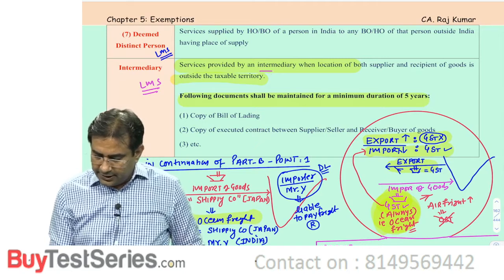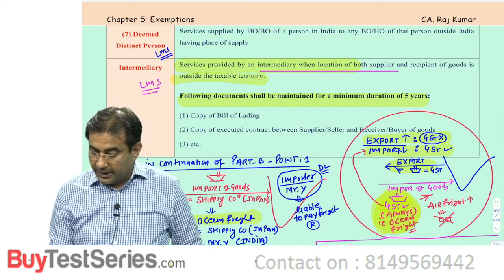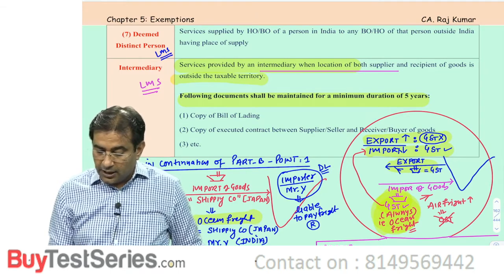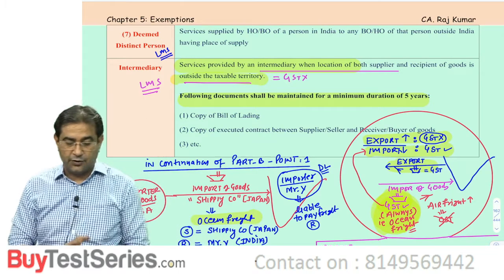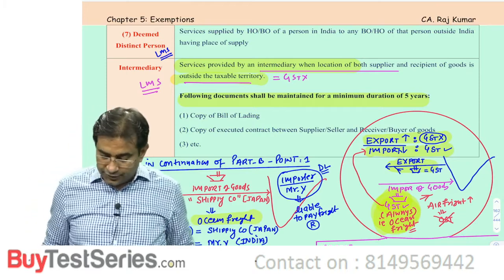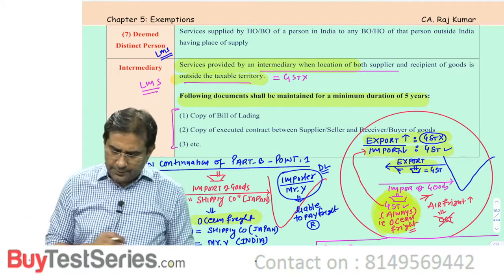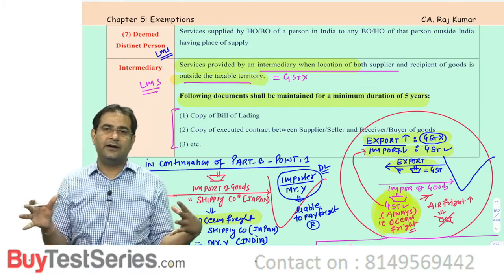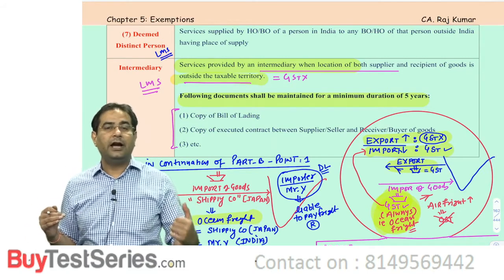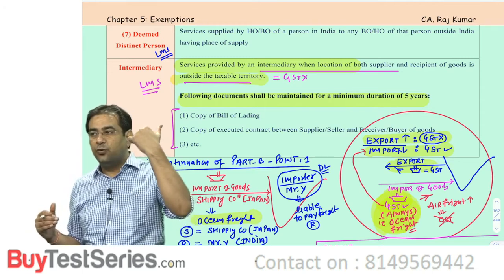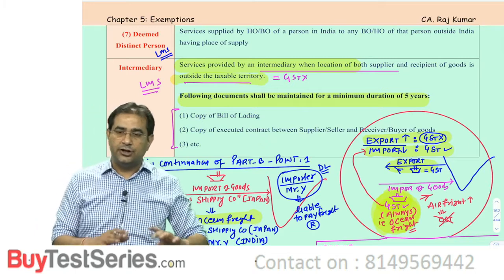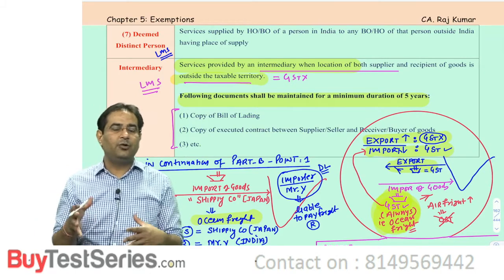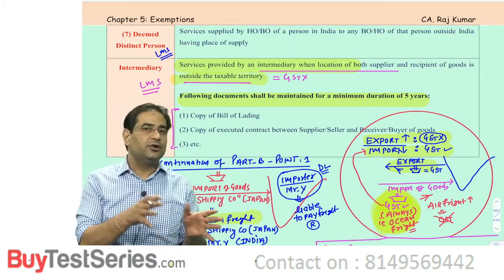So practically, for an intermediary, when the location of both supplier and recipient of the goods is outside the taxable territory, then it will not be liable to GST. This was the position, and these are some conditions, like a copy of the bill of lading, etc. You must have relevant documents to prove that you were engaged in such kind of supply and you got this commission due to this particular supply. You will have to maintain relevant records thereof to prove the same.